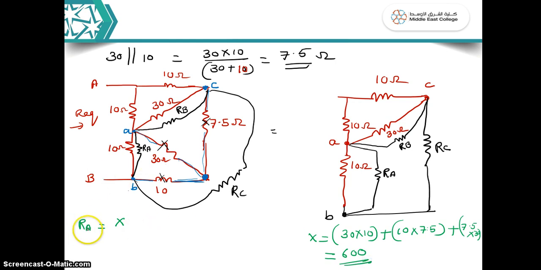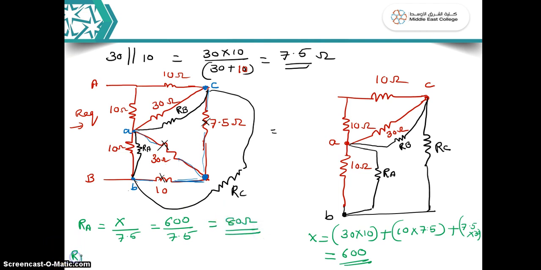So now you have RA. RA is X divided by, look at this, the RA is this. It is between A and B. So it will be 7.5. X divided by 7.5, X is 600, so 600 divided by 7.5. You will be getting it as 80 ohm.